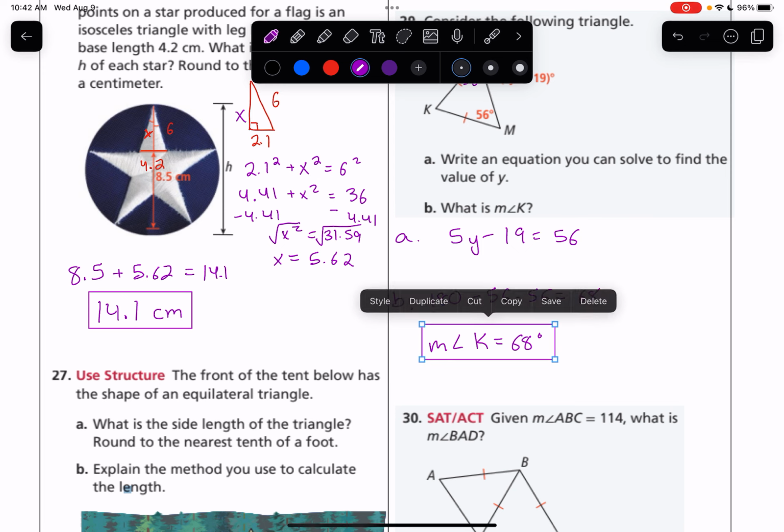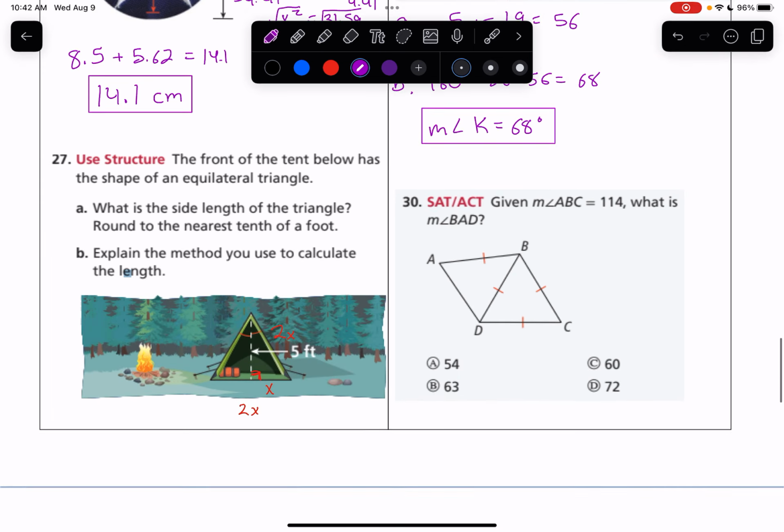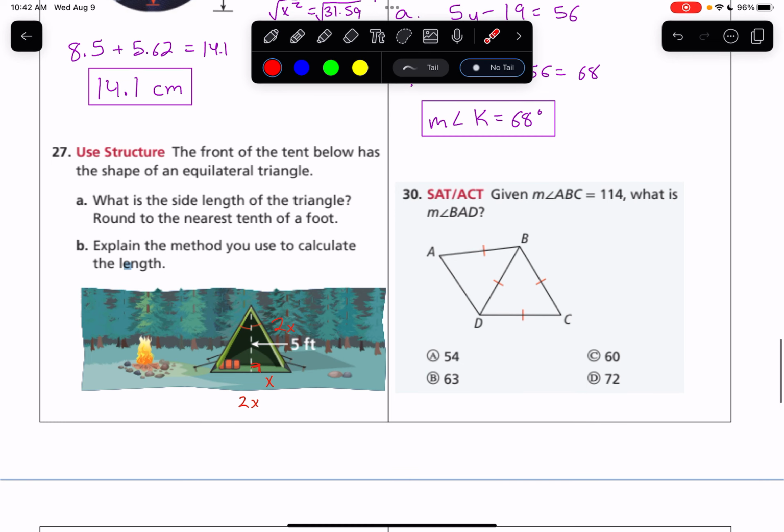There we go. And finally, number 30. This one is very similar to a problem we had earlier in this worksheet, like almost exactly the same as the first problem on this sheet. Given the measure of angle ABC equals 114, what is the measure of angle BAD? So if ABC is right here and it's 114, we know that this angle is 60 because that's part of an equilateral triangle. So we'll call this 60, and then we can do 114 minus 60 and find out that this angle right here is 54.